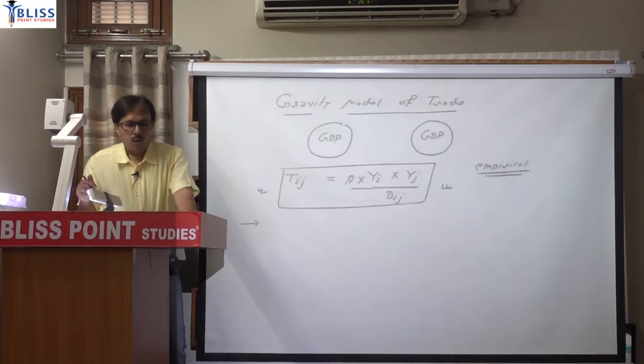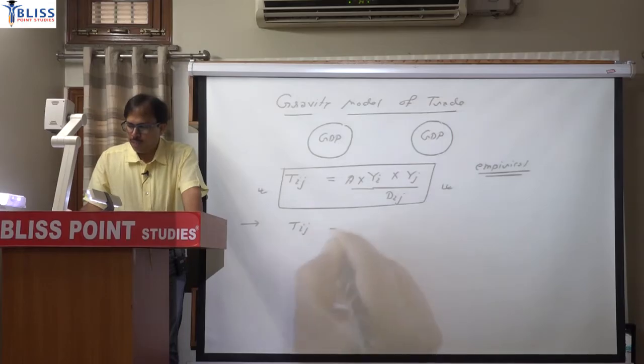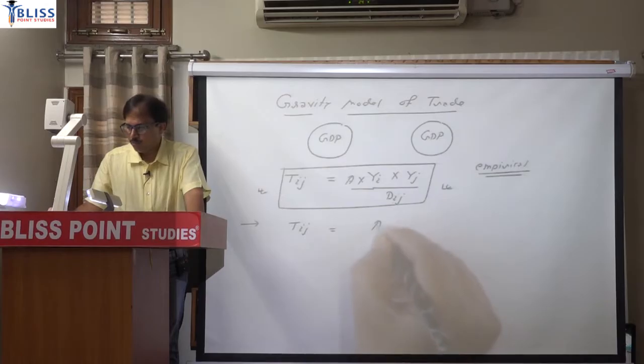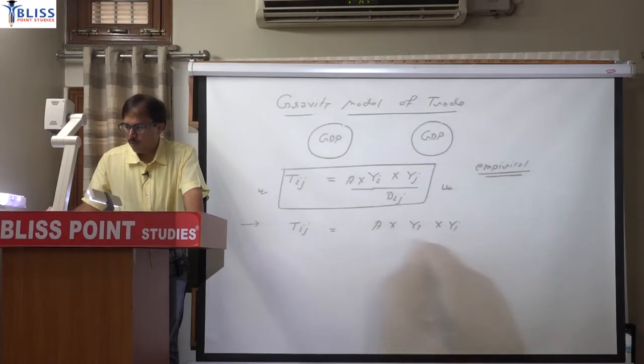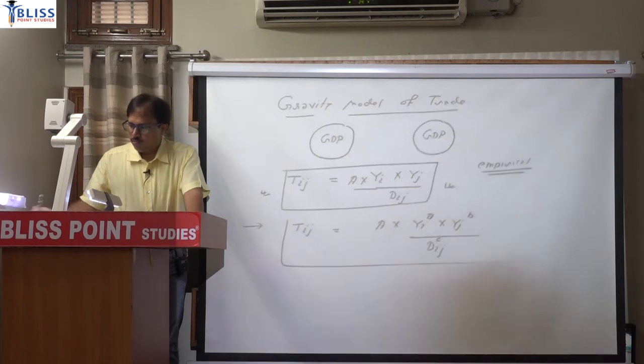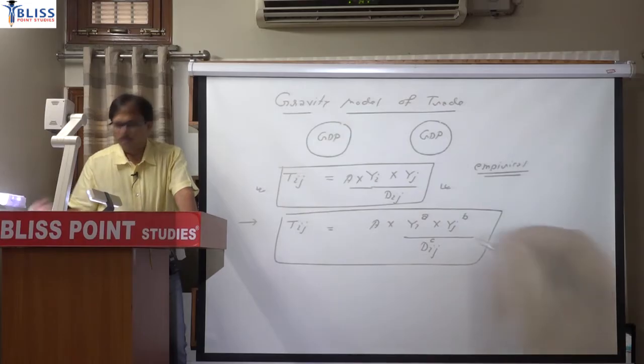Next paragraph. Economists often estimate a more general gravity model of the following form. The form is you are just adding some parameters A, B and here C, just for fitting that empirical trend. No other important significance of A and B.